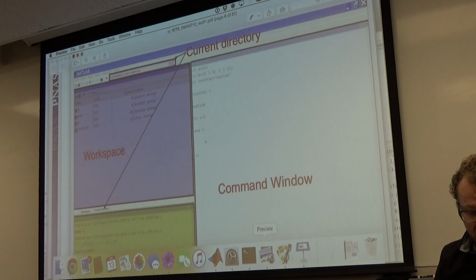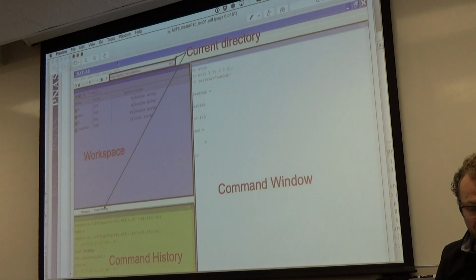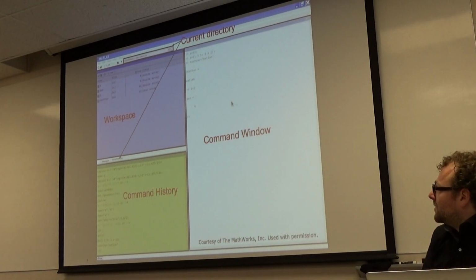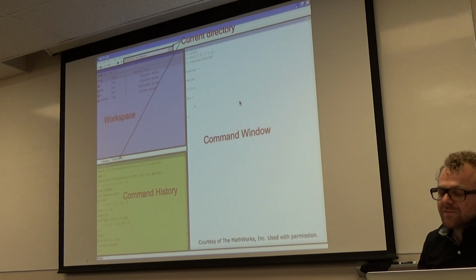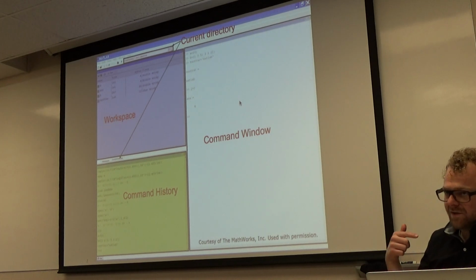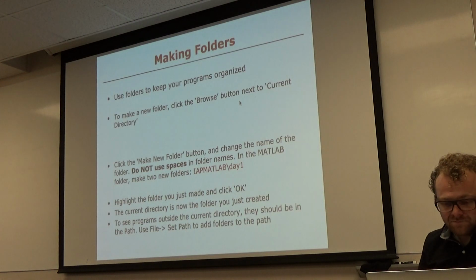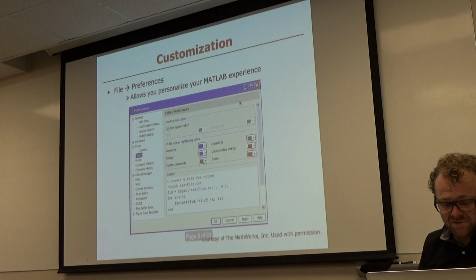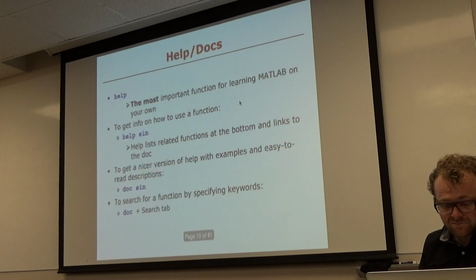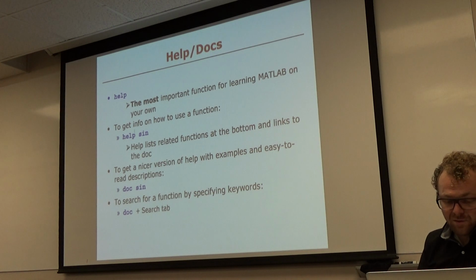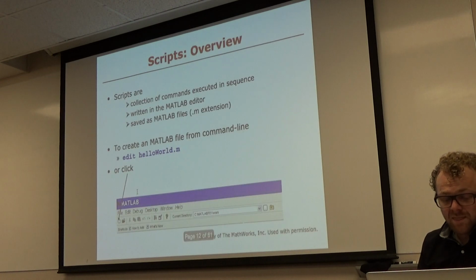Let's see what's going on in here. This is how the window looks. You can type commands here in the command window, and again, help, doc, and lookfor. We don't need to make folders. We don't need to customize anything. And it starts actually like this. Help sign gives you help about the sign function. This gives you documentation about the sign function.